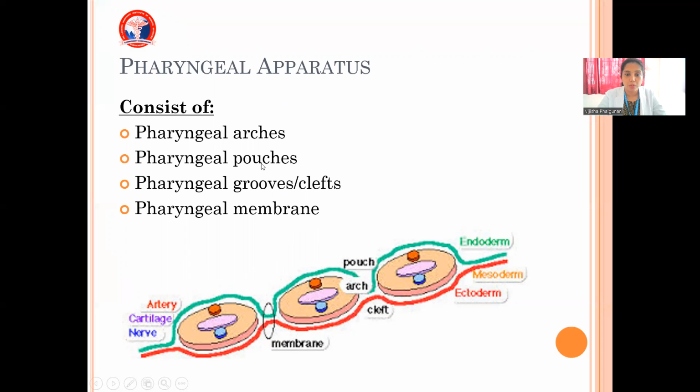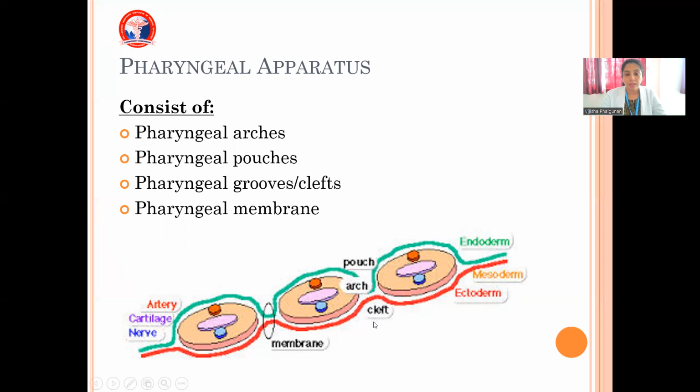You have pharyngeal pouches. Pharyngeal pouches are completely made up of the endoderm. See, look at this picture. This is one pharyngeal arch. The endodermal layer, you trace it. At the junction of the first and the second arch, you have a pouch formed by the endodermal layer. So you're going to call this an endodermal pouch.